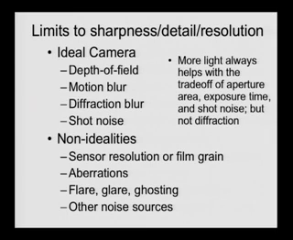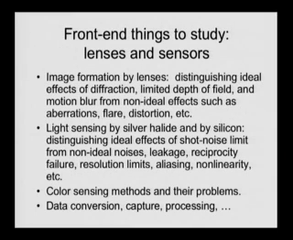Other noise sources like electrical noise in the readout. When you're trying to count photons and your A to D converter is actually counting 5 or 50 electrons worth of noise, that's a significant non-ideality. So we have to understand all those kinds of things.